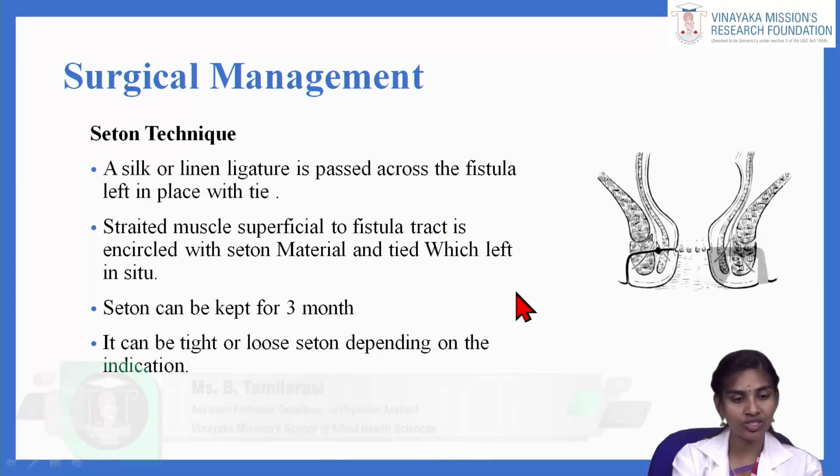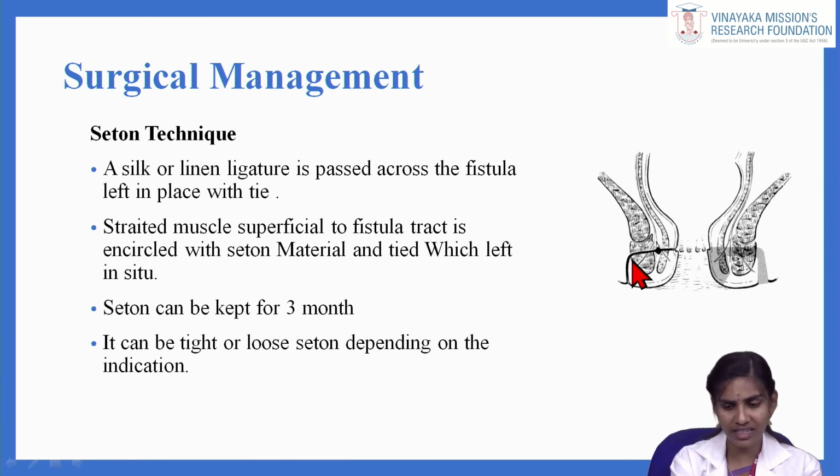Another surgical option is the seton technique. A silk or linen ligature is passed across the fistula and left in place with a tie. The muscles superficial to the fistula tract are encircled with seton material and tied, which is left in situ. A seton can be kept for 3 months. It can be tight or loose depending on the indication. So this is the seton.